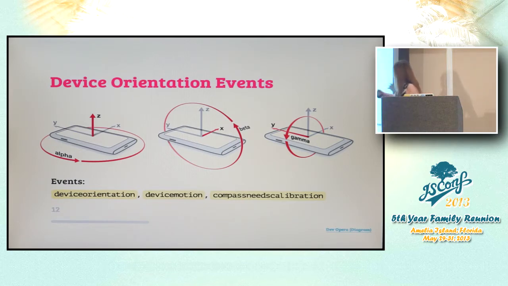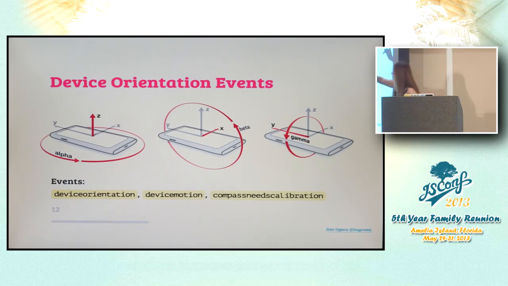And this explains how the device orientation event works. It has basically the motion of the device and which way it rotates. So alpha, beta, and gamma. The alpha is the one that actually works as a compass, so it detects north, south, west, and east.